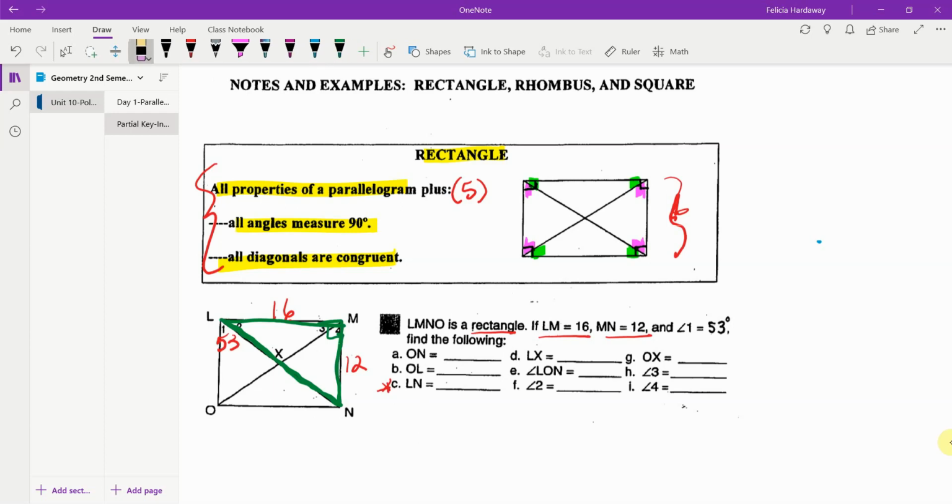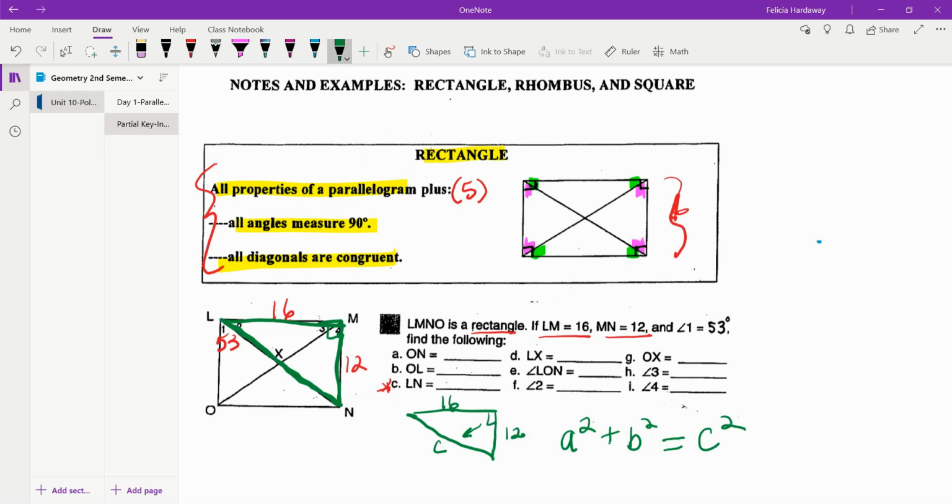If you need to, you can draw this right triangle. This is 16 and 12. You're trying to find the side opposite the right angle, which is the hypotenuse. So you're going to have to remember to use the Pythagorean theorem: a squared plus b squared equals c squared. So those are your hints.